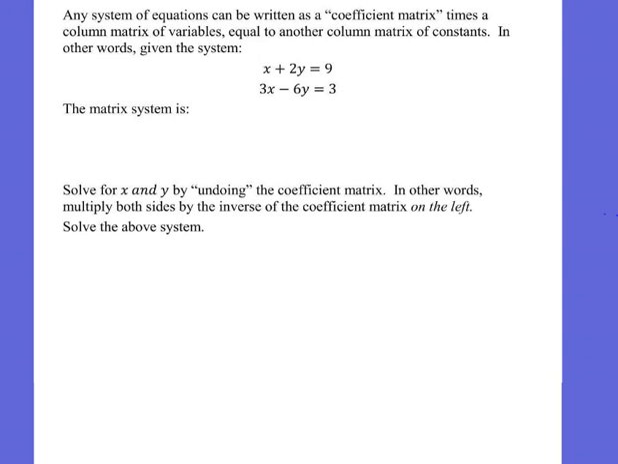Any system of equations can be written as a coefficient matrix times a column matrix of variables equal to another column matrix of constants. That's a lot of words to say something that's very simple to do. In other words, given the system, x plus 2y equals 9, 3x minus 6y equals 3, the matrix equation will be, I take the coefficients off of each of these and I form a matrix. 1, 2, 3, negative 6. That's the coefficient matrix, times a variable matrix. So that's a column matrix of my variables. My variables here are x and y. So it's just times x and y.